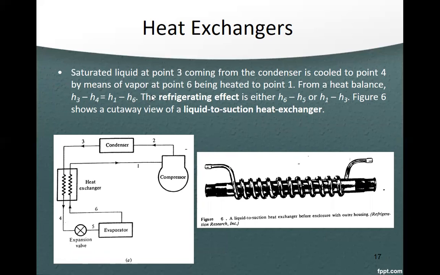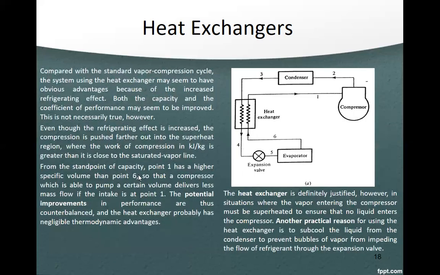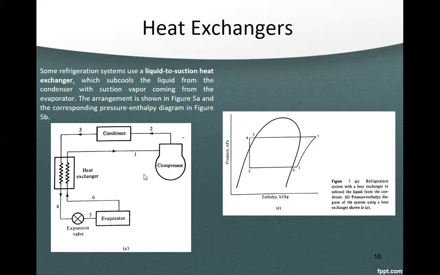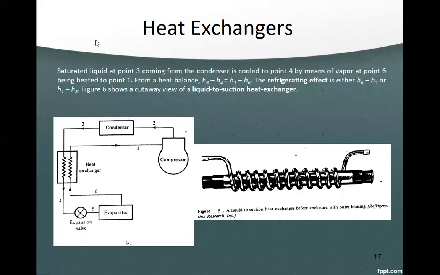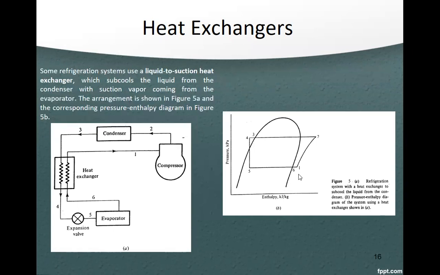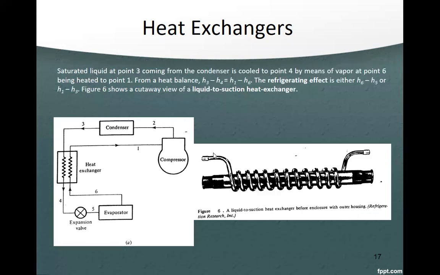So, saturated liquid at 3 coming from the condenser is cooled to 4 by means of the vapor at 6, which is heated to 1. From the heat balance, H6 minus H4 is equal to H1 minus H6. Now, the refrigerating effect is either H6 minus H5 or H1 minus H3.